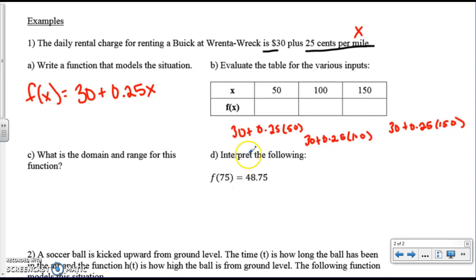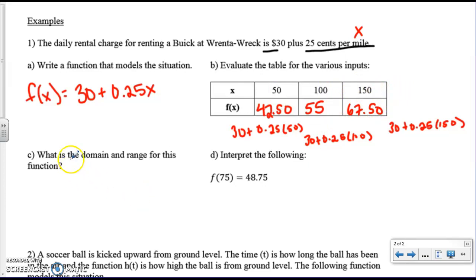Okay, so when you plug in 50, 0.25 times 50 is $12.50, plus $30 is $42.50. 0.25 times 100 is 25, plus 30 is 55. And 0.25 times 150 plus 30 gives us 67.50. Okay, so that's how much money it's going to cost if you drive 50, 100, or 150 miles.